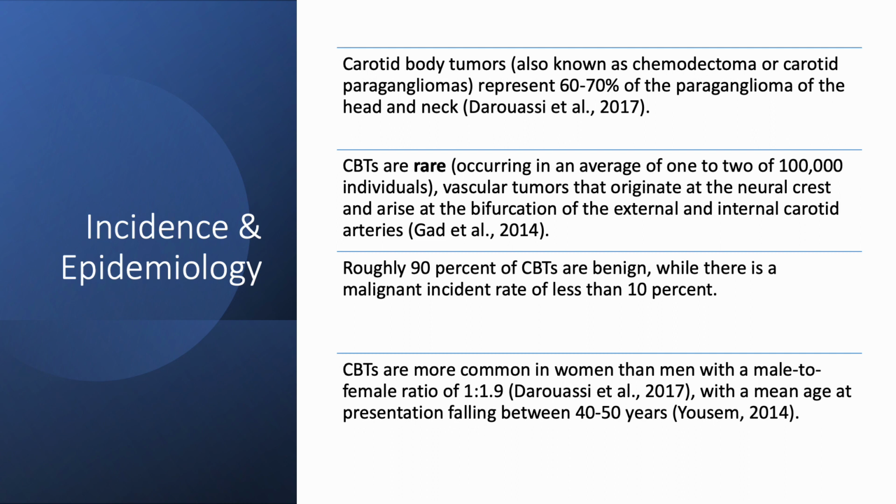So looking at the incidence and epidemiology of carotid body tumors, they represent about 60 to 70% of the paraganglioma of the head and neck.